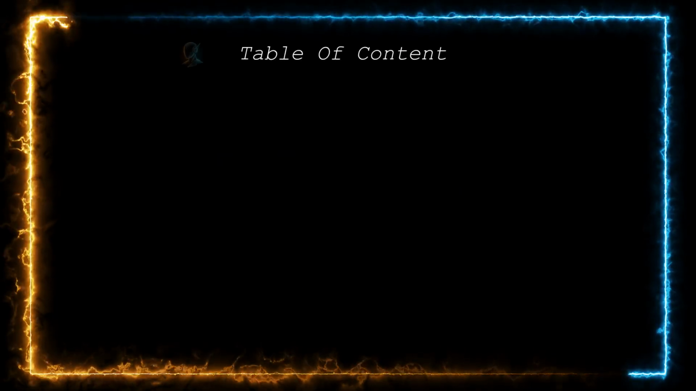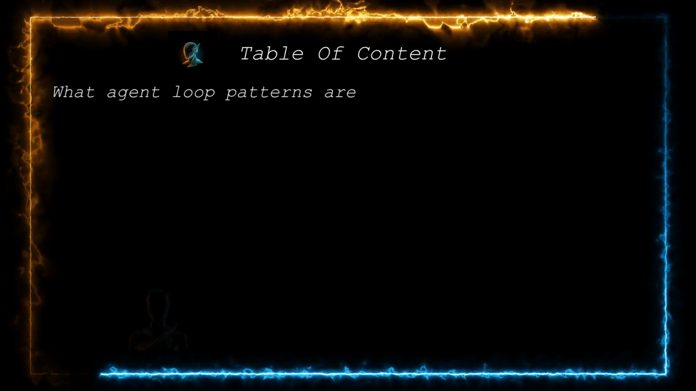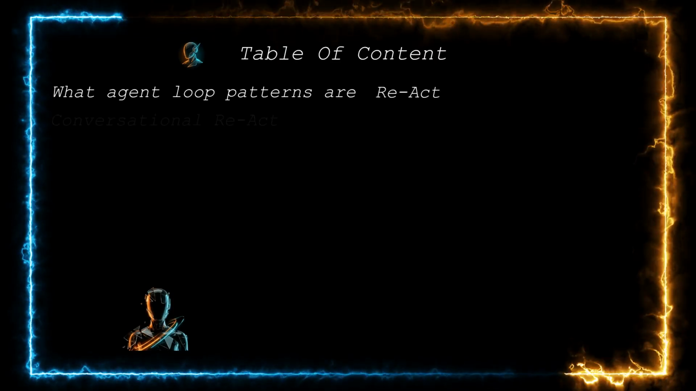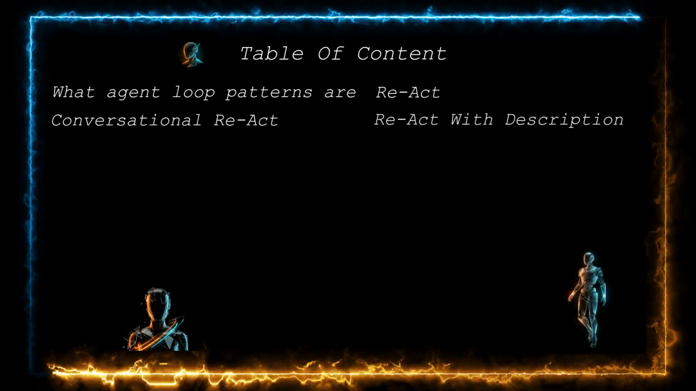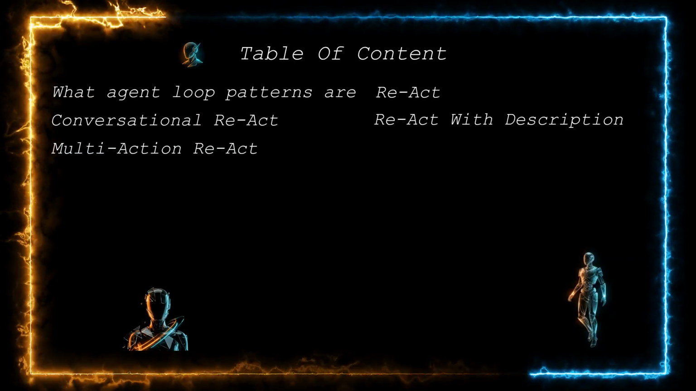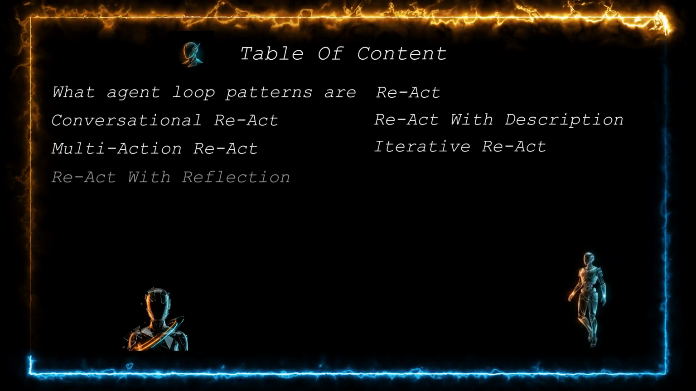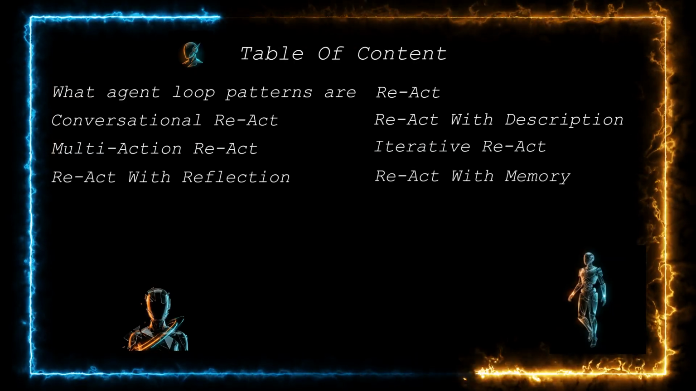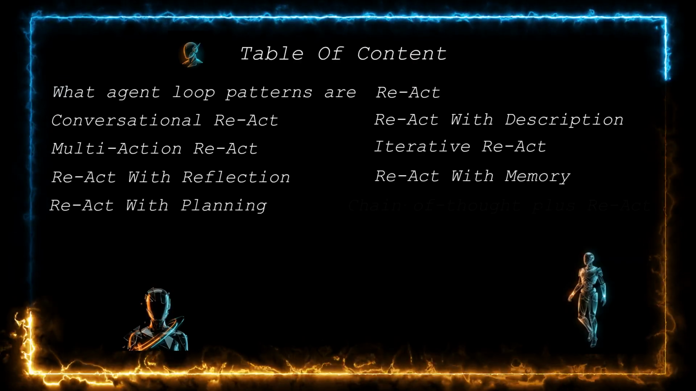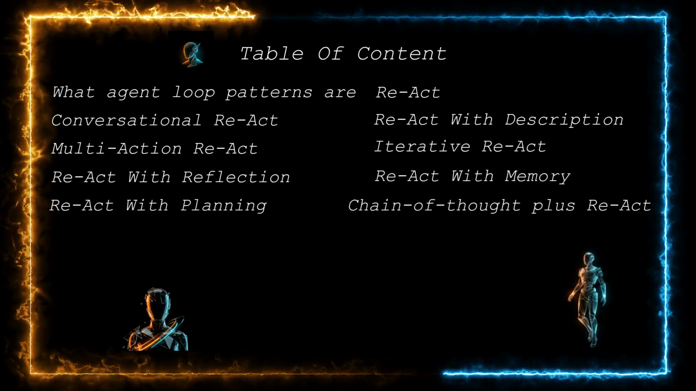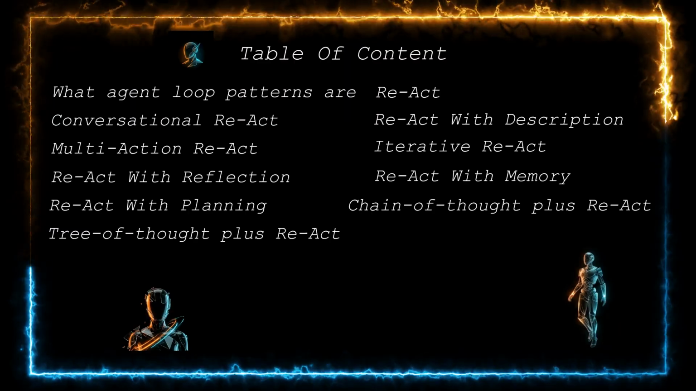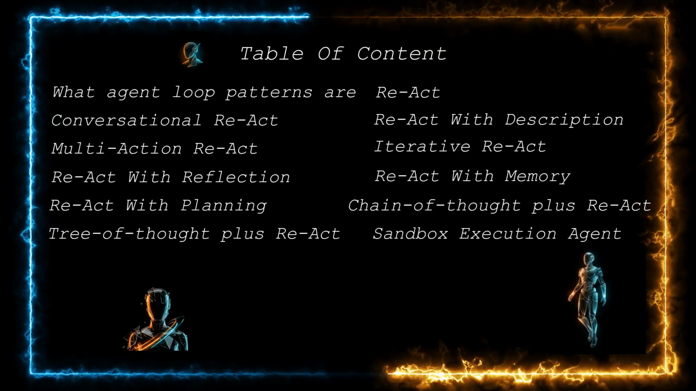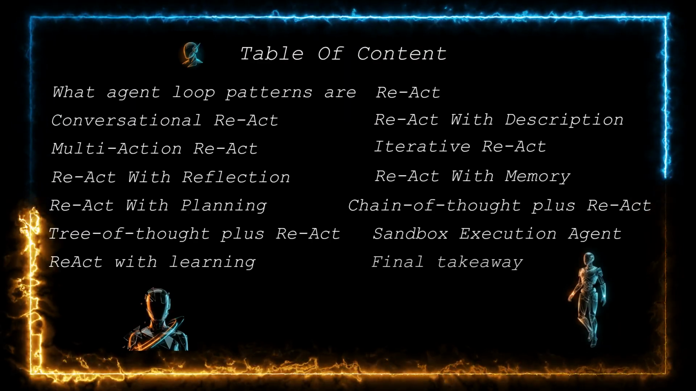Table of contents. What agent loop patterns are: ReAct, Conversational ReAct, ReAct with description, multi-action ReAct, iterative ReAct, ReAct with reflection, ReAct with memory, ReAct with planning, chain of thought plus ReAct, tree of thought plus ReAct, sandbox execution agent, ReAct with learning, final takeaway.